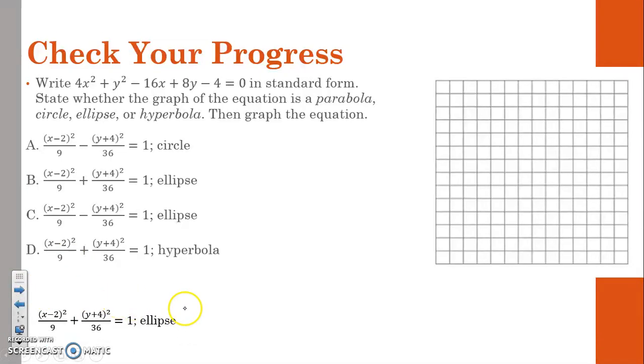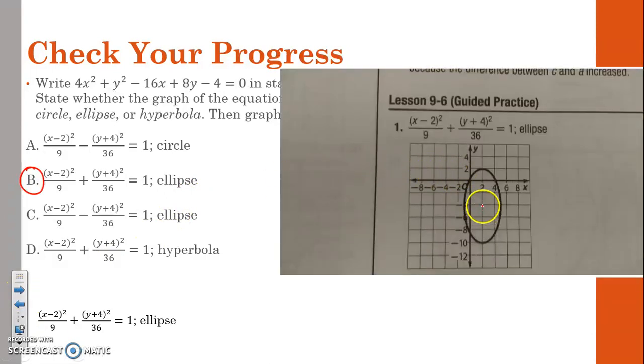All right, your answer here should be an ellipse, and the answer that you should have chosen is B. (x minus 2) quantity squared over 9 plus (y plus 4) quantity squared over 36 equals 1. And then your graph should look like this. Notice that the center is at 2, negative 4 right here. And then I go 3 units to the right, 3 units to the left to get my co-vertices, 6 units up and 6 units down to get my vertices, and then I can draw my ellipse.